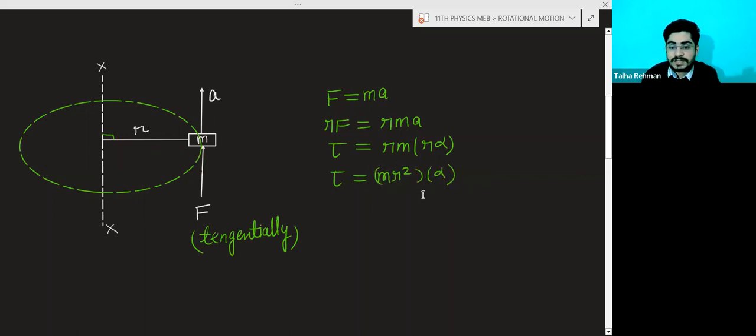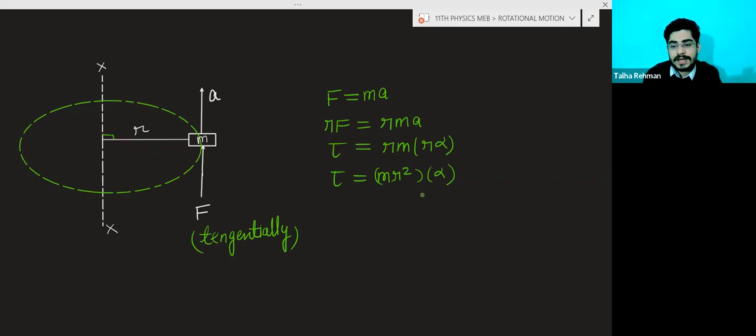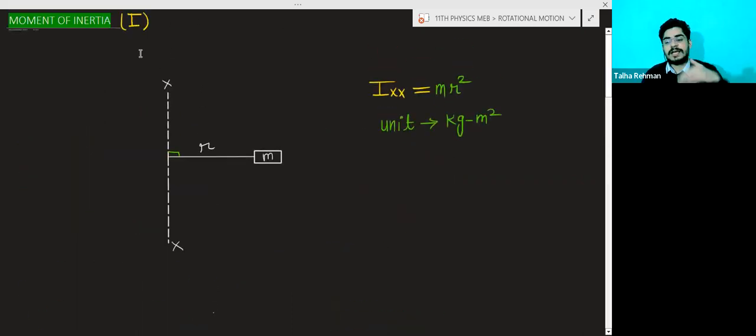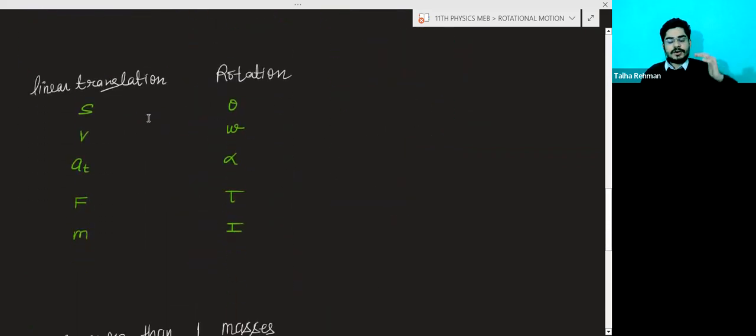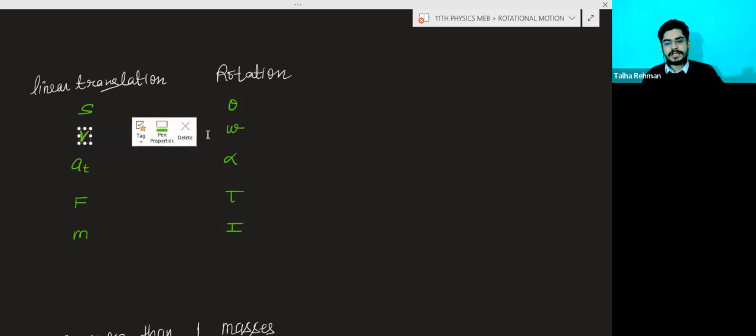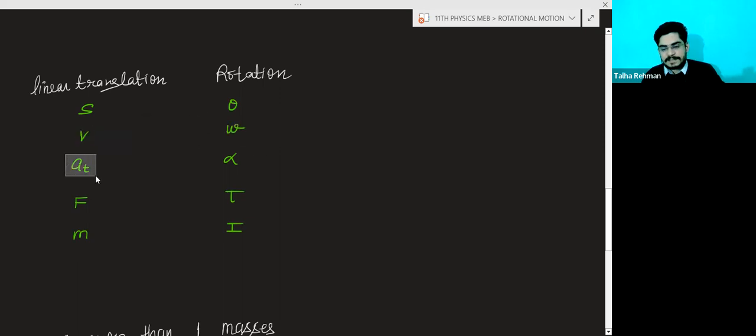What is this m r square? M r square is the moment of inertia I, into alpha. Moment of inertia we will represent with capital I. Now you can understand that in linear or translational motion you have linear displacement, and in rotation, angular displacement; linear velocity, angular velocity; linear acceleration, angular acceleration; force, torque; mass, moment of inertia.